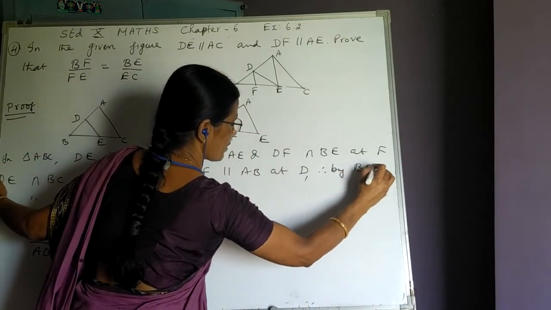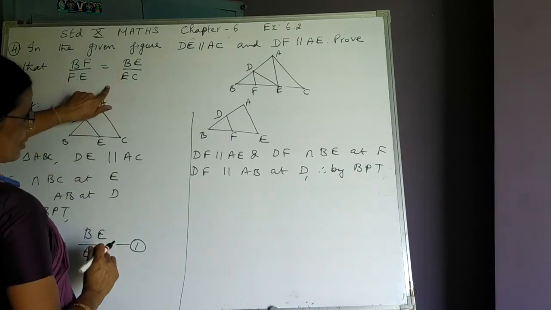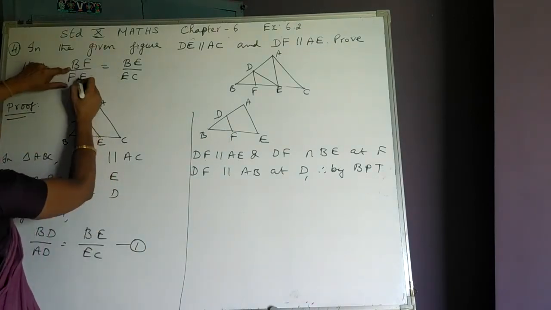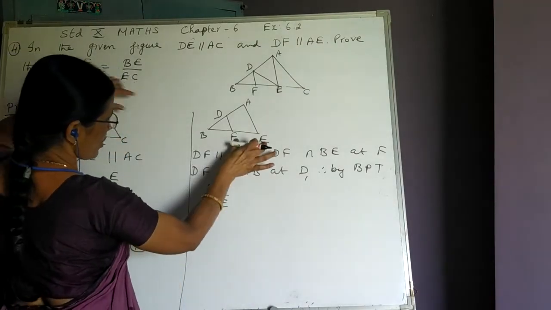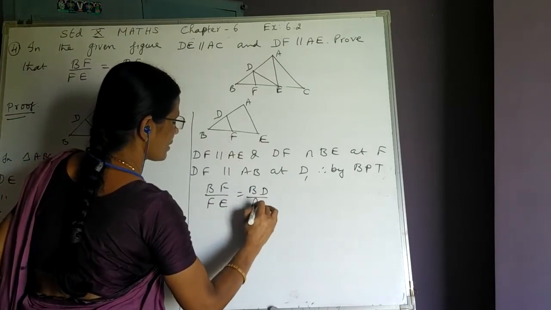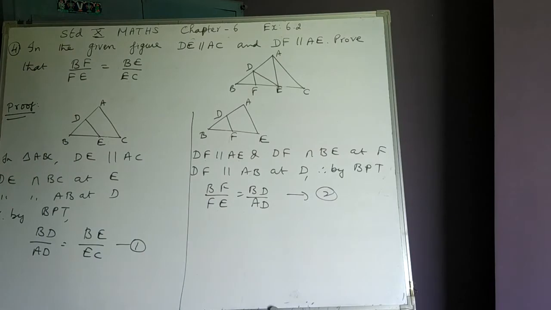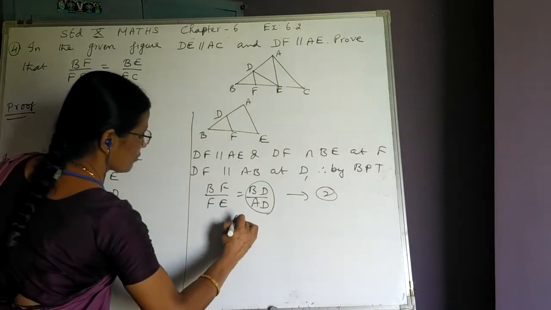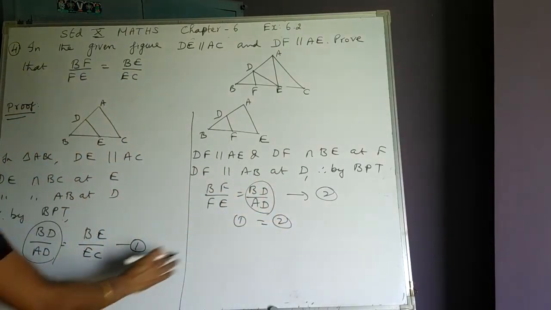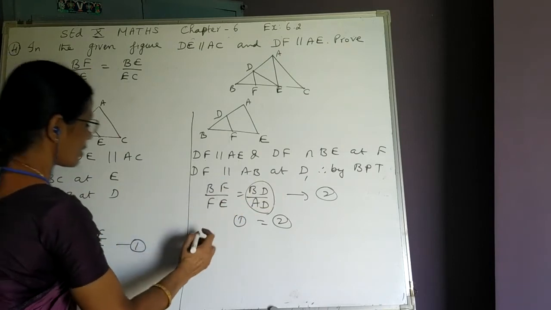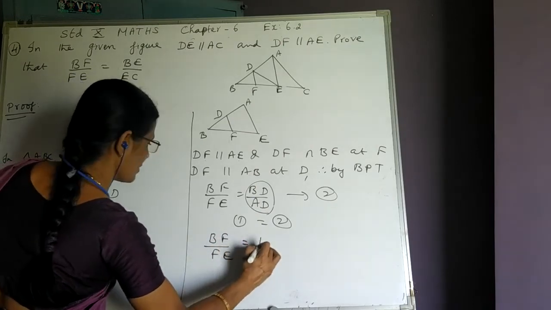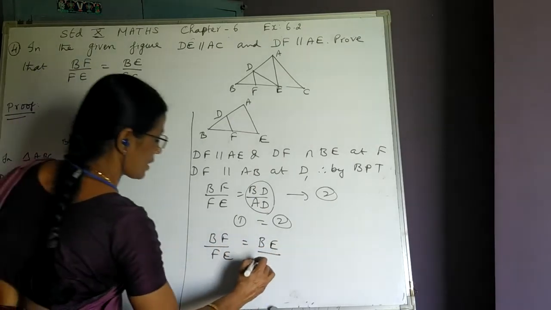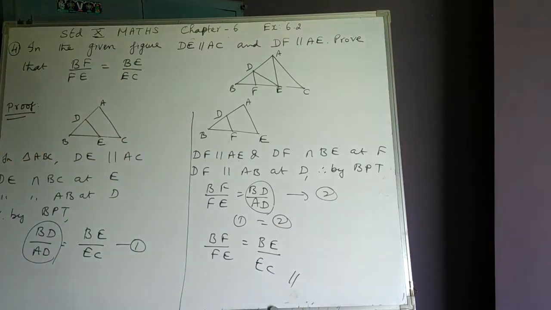Therefore, by BPT. Again, I go through the question. Which are the terms we want? We want BF and FE. So I am going to take that result only. If I take BF upon FE, the other side what should be taken? BD upon AD. Look at the results 1 and 2. Here too we are getting one side common. Therefore, first result and second result are equal. So dropping the common one and comparing the remaining two, we get BF upon FE is equal to BE upon EC. Hence the result is proved.